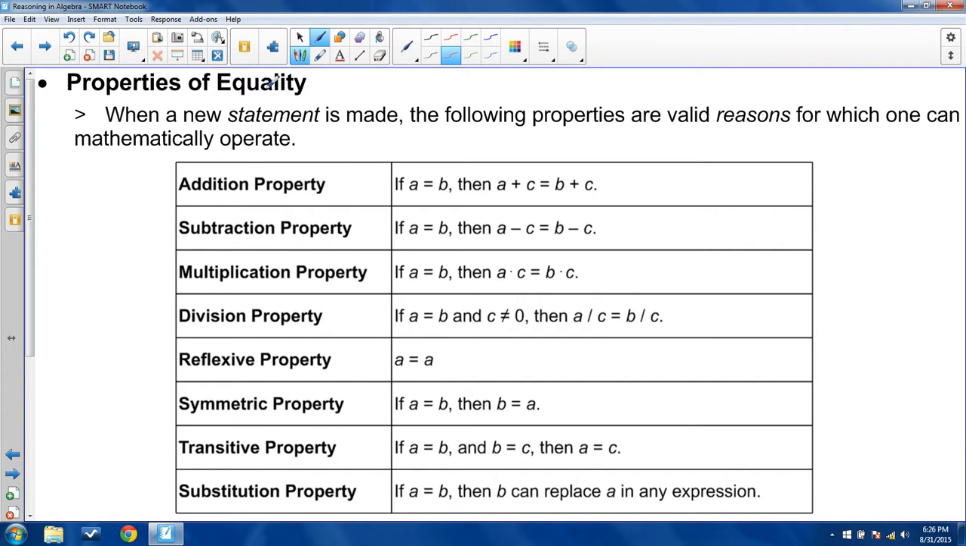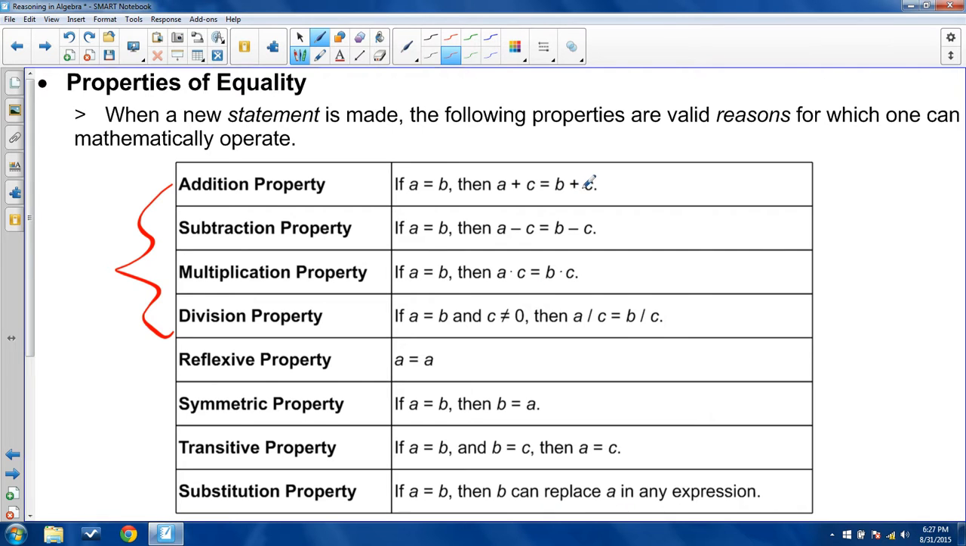So in terms of solving for X, take a look at some of these properties. These are all called properties of equality. These are valid reasons for which one can mathematically operate, meaning this is how we can do some simplification, this is how we can isolate our variable, and this is how we can finally solve for X. So look at the first four: addition, subtraction, multiplication, and division properties. They're all starting with if you have left and right side balanced and equal. The next statement after that says that then you could either add, subtract, multiply, or divide the same thing on both sides, and you will still have something equal.